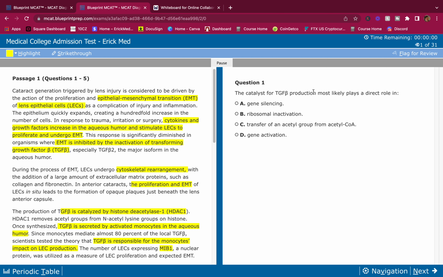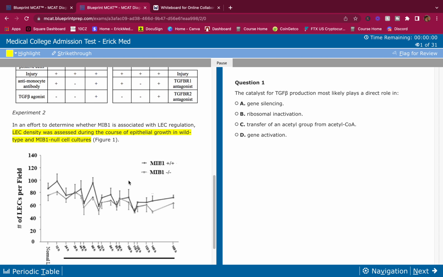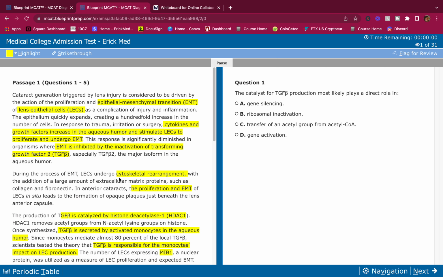Okay. So do I feel amazing about this passage? I don't feel amazing. I feel good, but I don't feel amazing. And it's okay. So let's keep going.